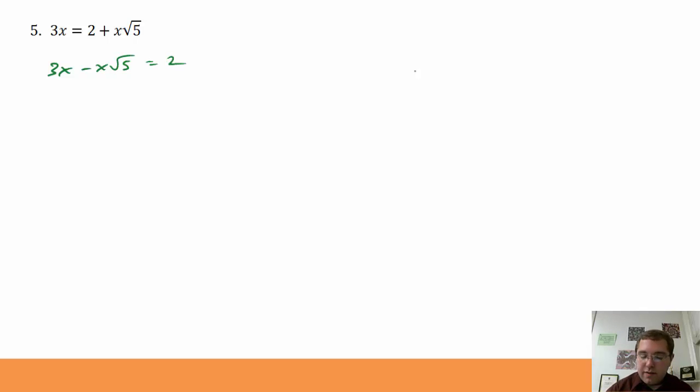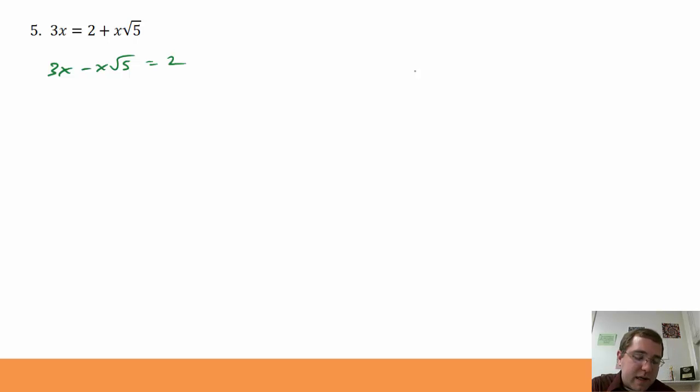By the way, you could solve this the way we've been doing it. You could isolate the radical 5, square both sides. But then you're going to be introducing a polynomial, a quadratic, by squaring x. This way I won't have to do that. And I don't need to do it because the variable is not underneath the radical. So if you notice that, then you can do it this way.